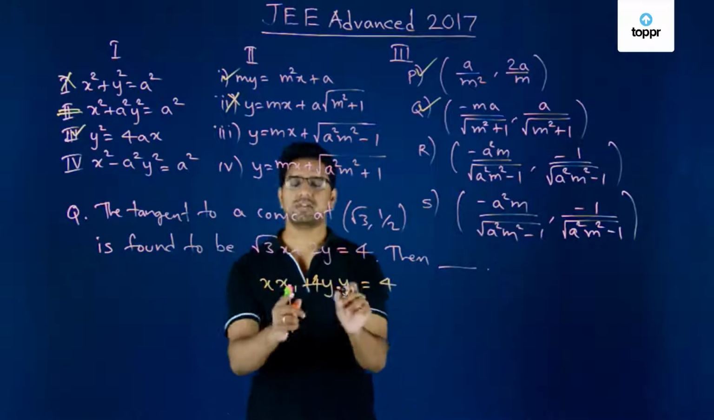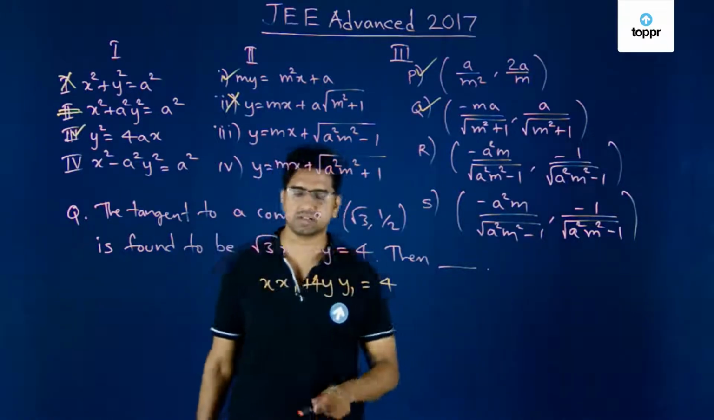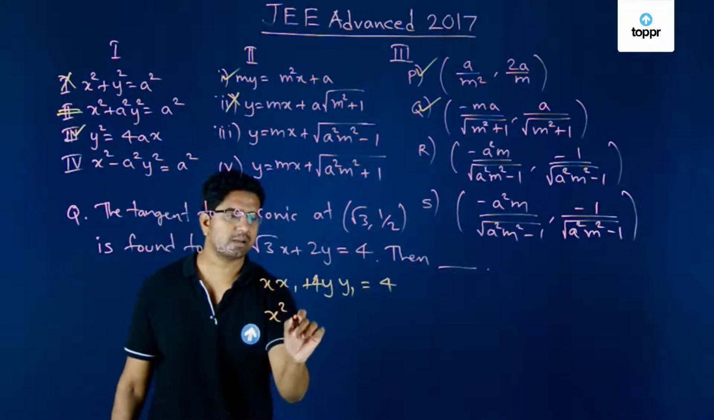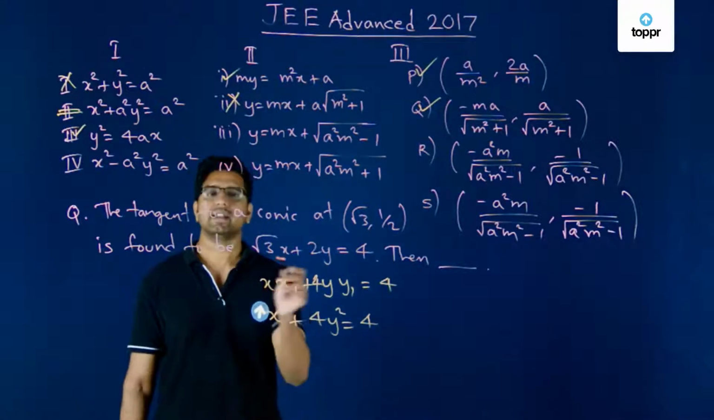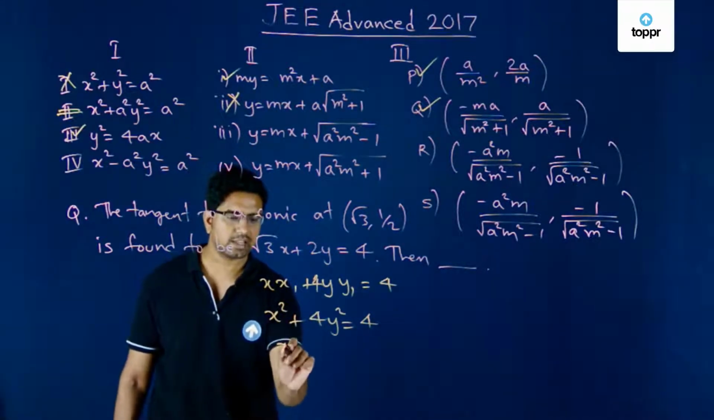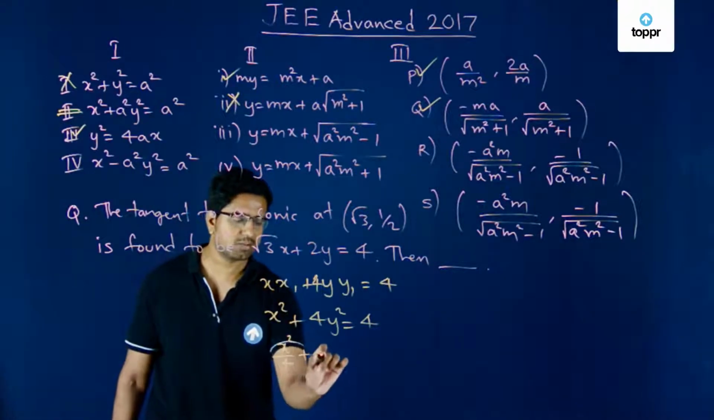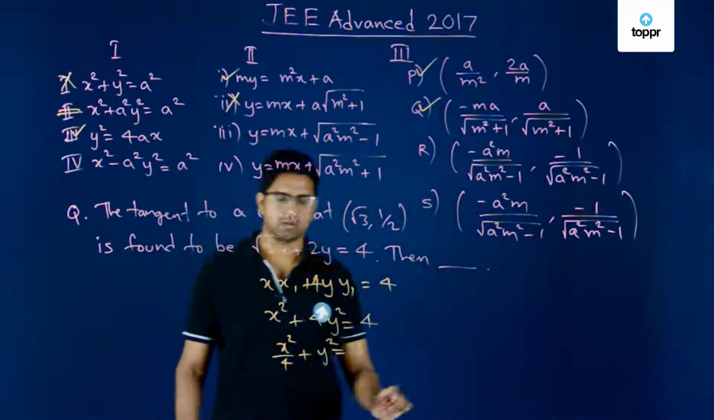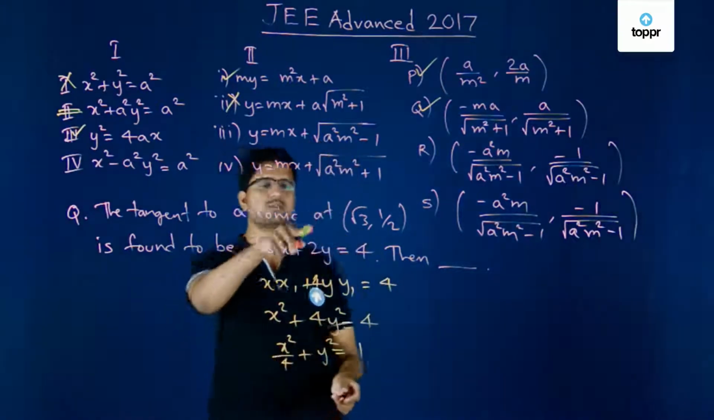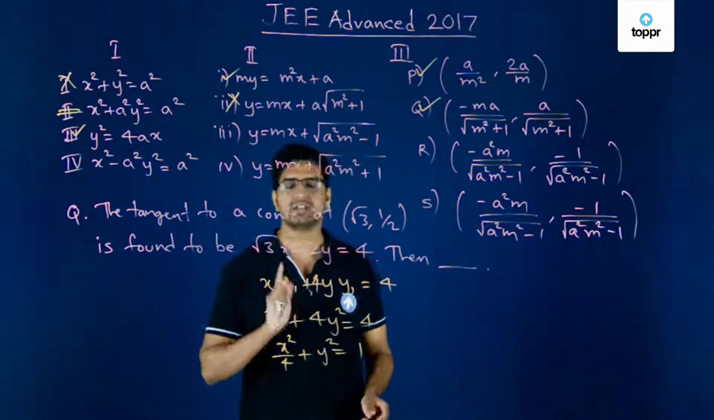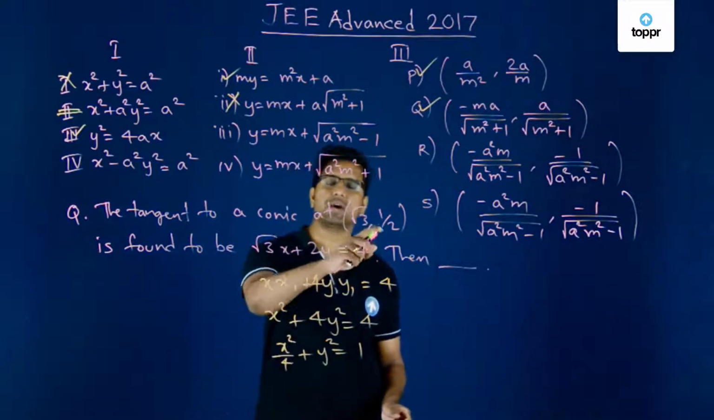So this is the equation of the tangent. Using the reverse transformation, it becomes x square plus 4y square equals 4. In other words, the ellipse we are looking for is x square by 4 plus y square equals 1. It's clearly seen that it is an ellipse, and this is the equation of the tangent to this ellipse at the given point.